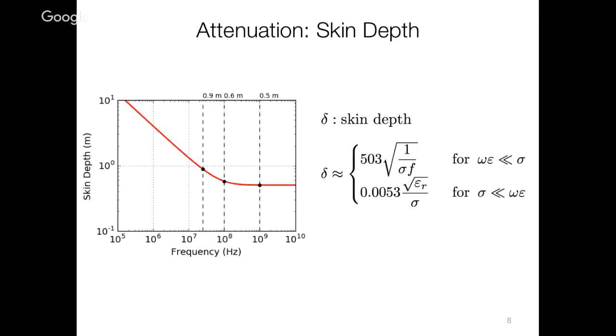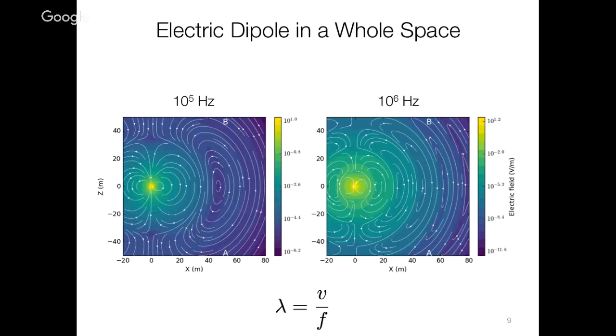And here's what the skin depth looks like if you're in this area. So again, we can come back to see how things look. What happens if you put an electric dipole in a whole space? We did that yesterday. That was a fundamental case: we put an electric dipole in a whole space, then we turned it off and watched how the fields diffuse.